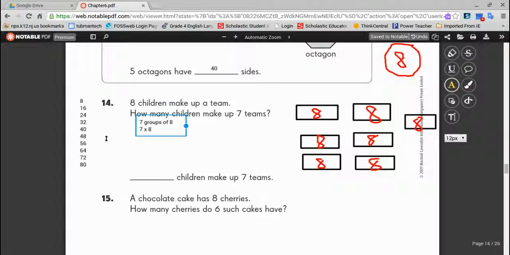So here we go, I have 7 times 8. Well, that's 1, 2, 3 times 8, 4 times 8, 5 times 8, 6 times 8, and 7 times 8 over here. So I know that's 56.